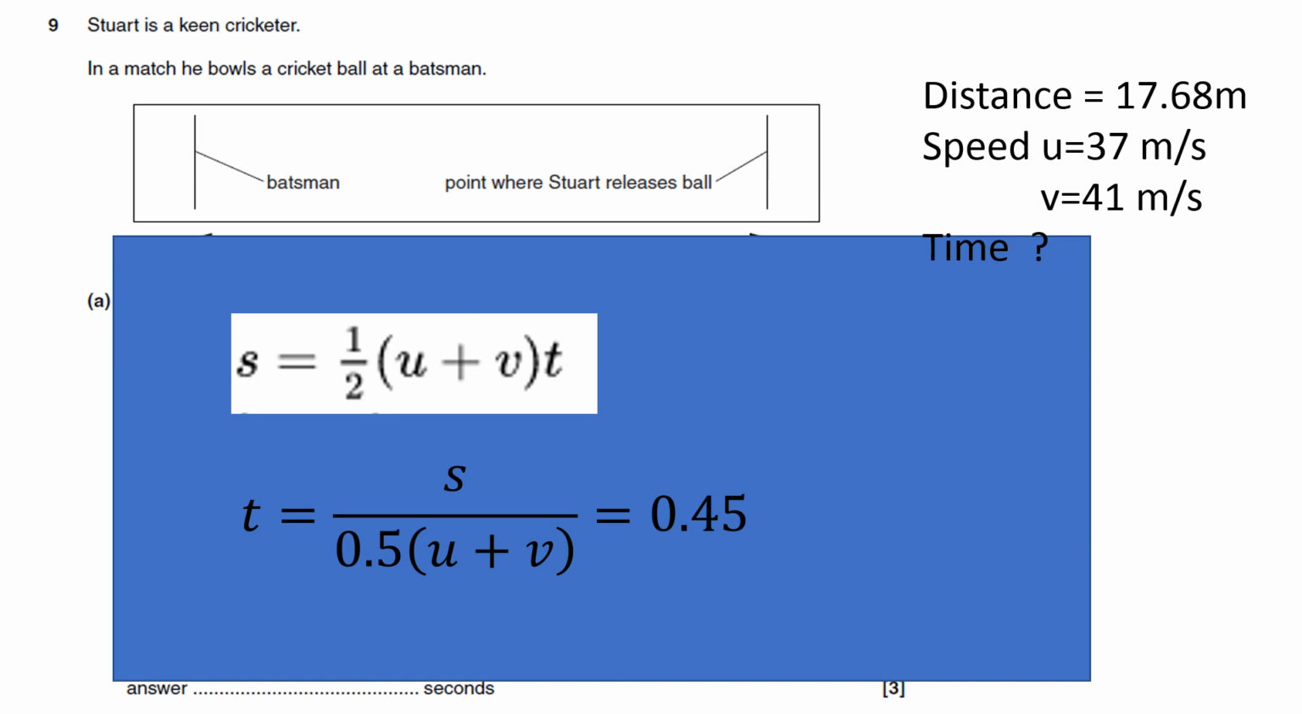We need to rearrange for t here. So what's happening to t? t is being multiplied by a half of u plus v. So we divide by a half of u plus v to get rid of it. And what you do on one side, you do to the other side. So we end up with t equals s over 0.5 times u plus v. And guess what? It comes to the same figure we came out with our first method of doing this, 0.45, making us extra sure that it's correct.